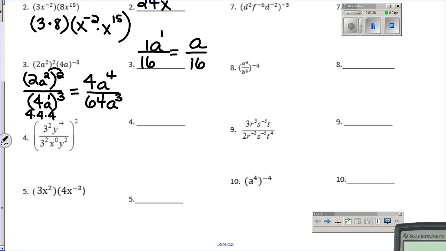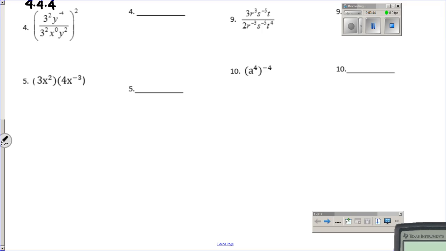Okay, let's take a look at number 4. There's a lot going on in this equation. It can be a little overwhelming at first, but I notice that there is a base with an exponent that we have in common in both our numerator and denominator. This 3 squared, if we simplify, is a 9. This 3 squared is also a 9, and 9 divided by 9 is just 1. So those two are going to equal 1. X to the 0 power is just going to equal 1. So really all we have left now is the y to the -4 over the y squared, and then we're going to raise everything to the second power.